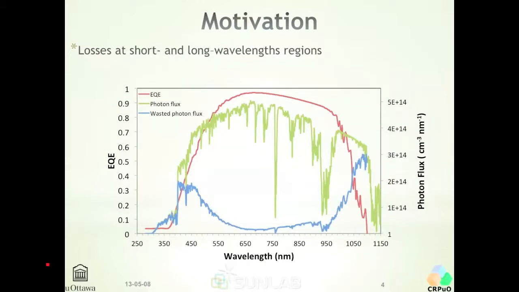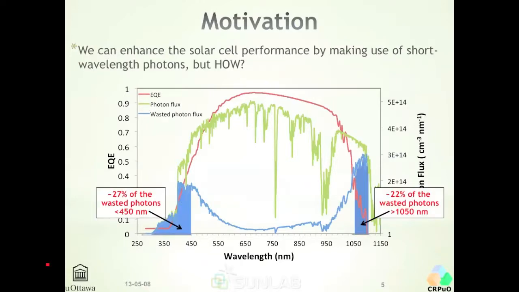In this slide, I'm showing the same EQE, however with the photon flux, and the blue curve here is the wasted photons. These photons are not absorbed by the solar cell in the short and long wavelengths. In particular, below 450 nanometer, we have 27% of these wasted photons, and above 1050 nanometer, we have almost 22% of these wasted photons. I just want to draw your attention that these percentages are for this EQE. Of course, for a different cell, these numbers will be different.